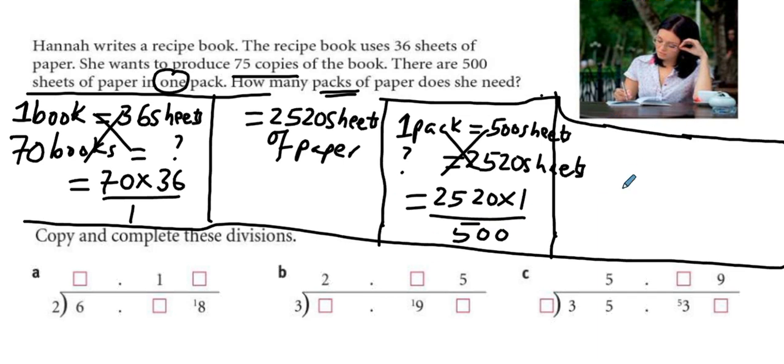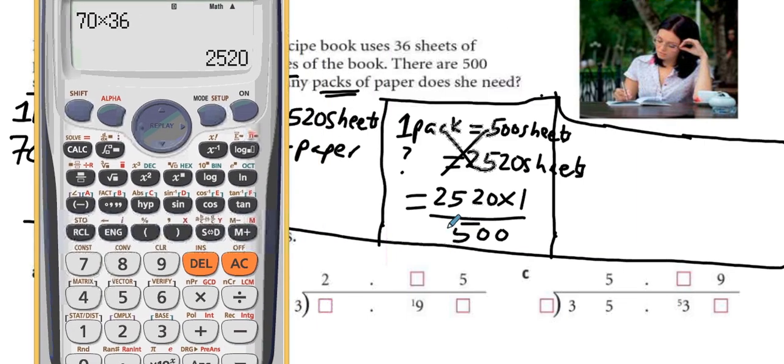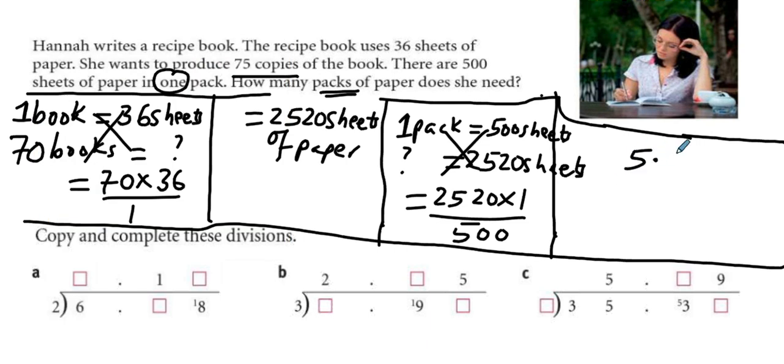So to save time, take your calculator and do 2520 multiplied by 1 equals the same number. Now divide by 500. See that? We are getting 5.04 packs. Now this is not realistic. You can't say I have 5 point something packs. You can't go to the shop and say, can I have 5.04 packs? Nobody will sell it to you.